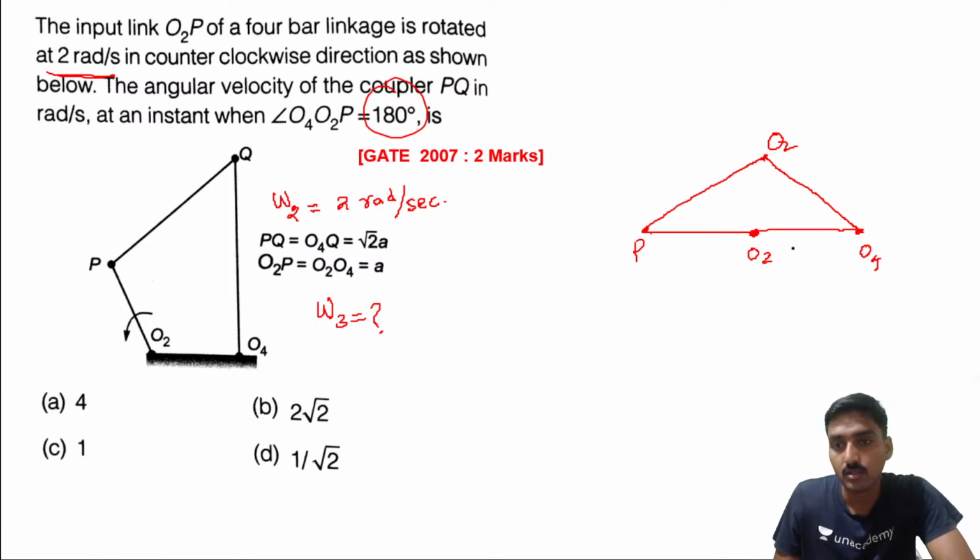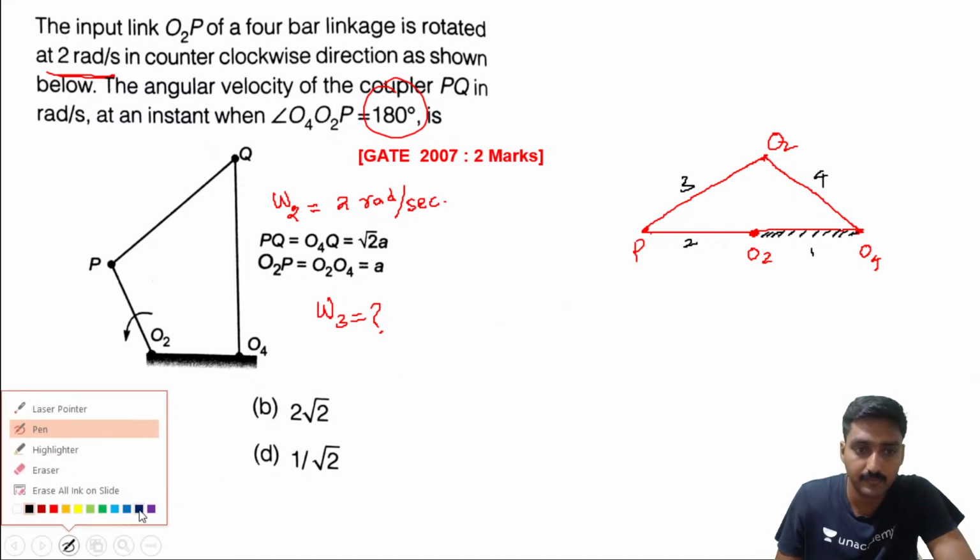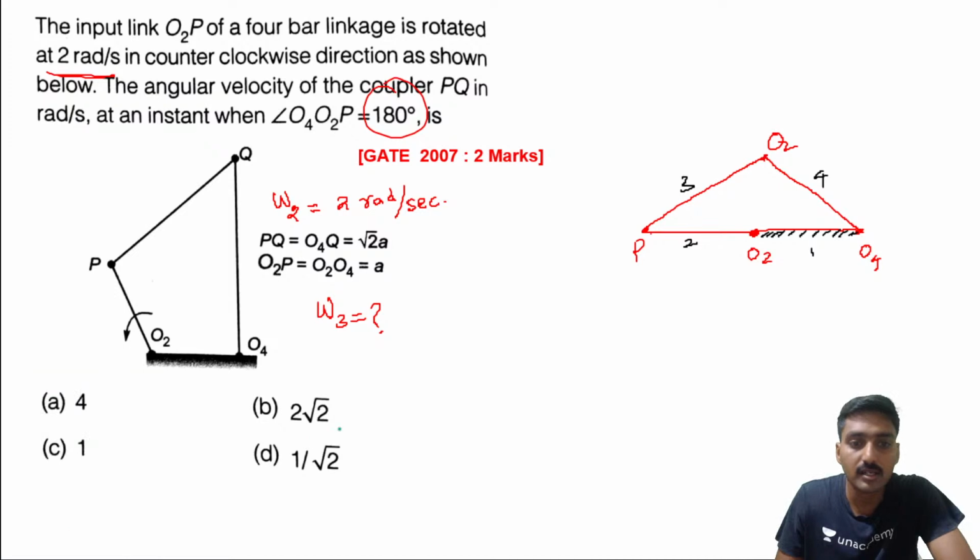First one, link 1. Link 1 is fixed. It's link 2, link 3, link 4. It is rotating with angular velocity omega. Now the instantaneous centers. I am giving the instantaneous centers.